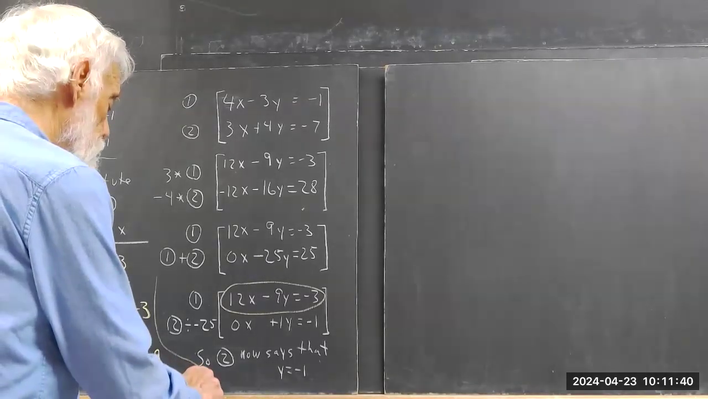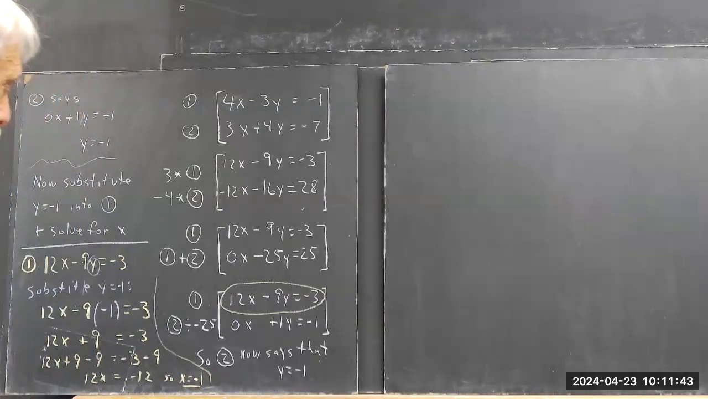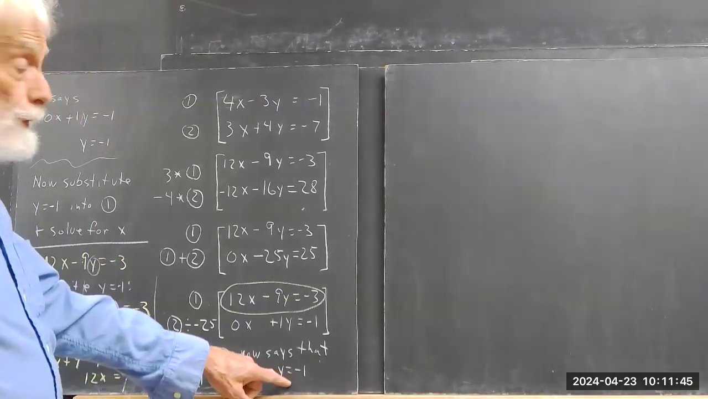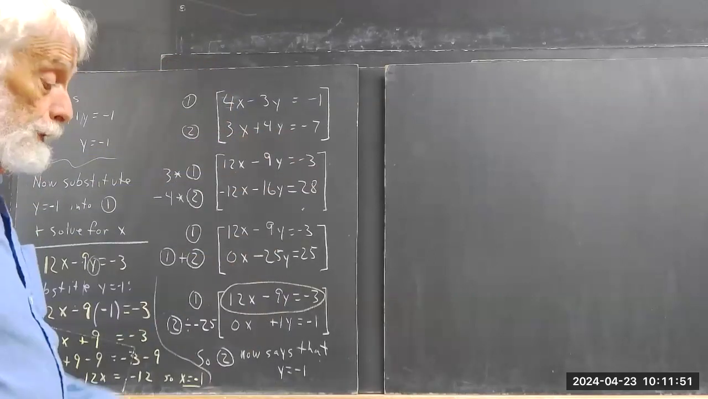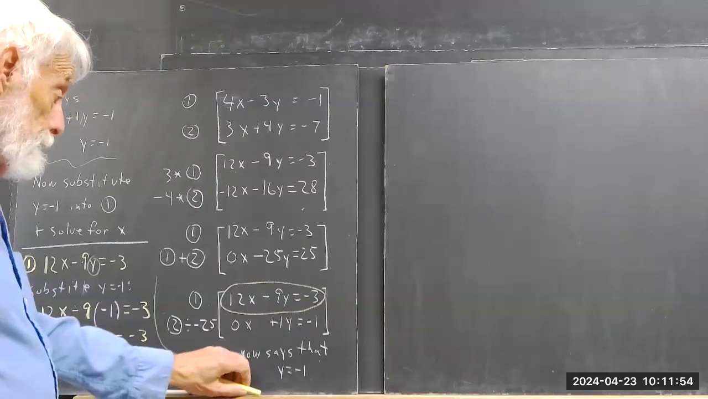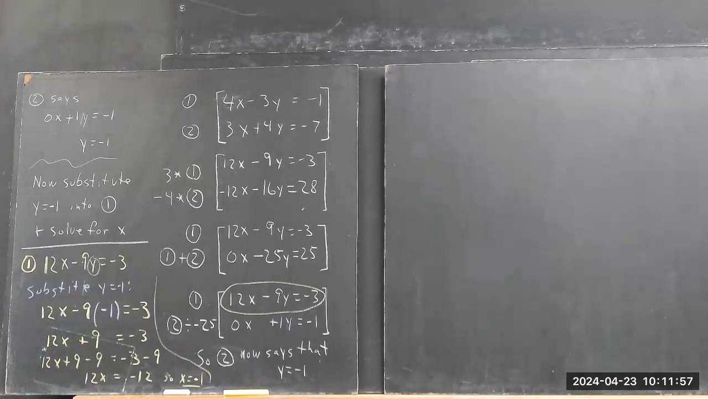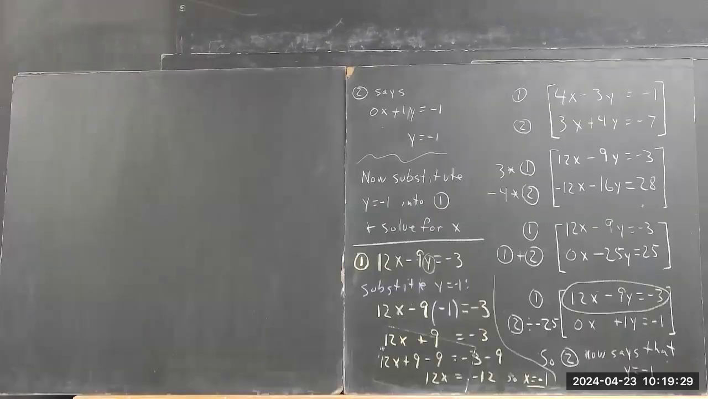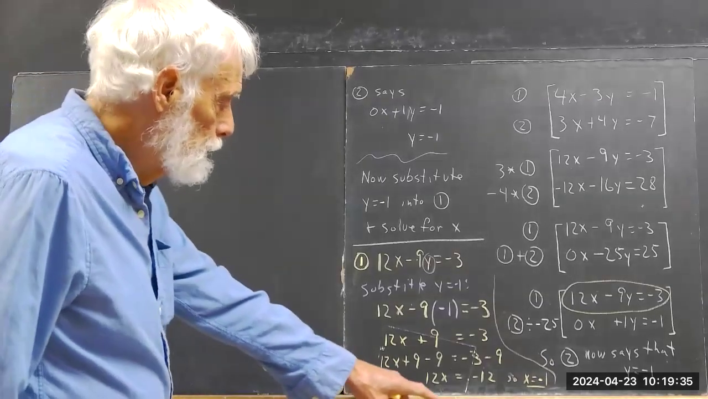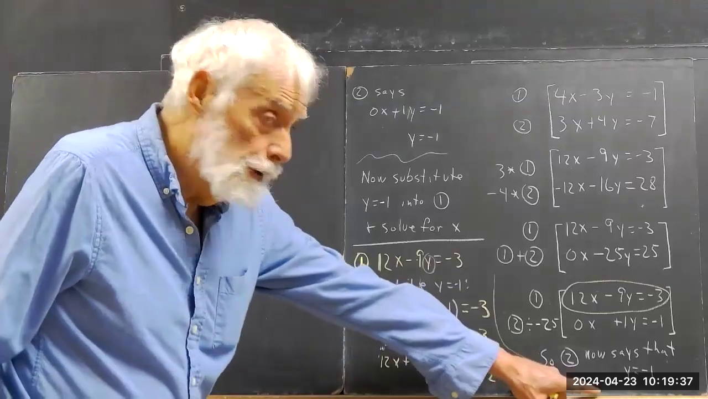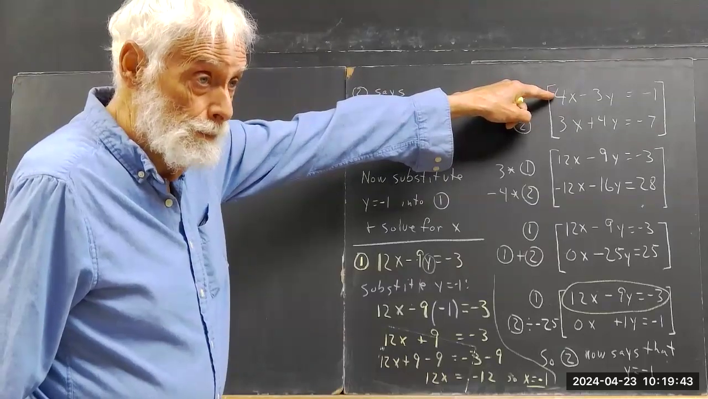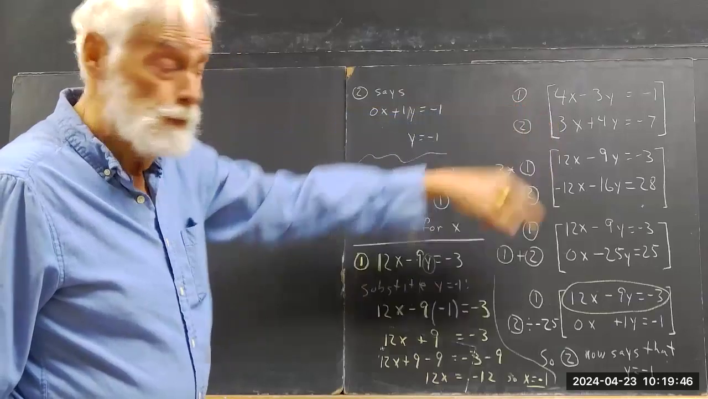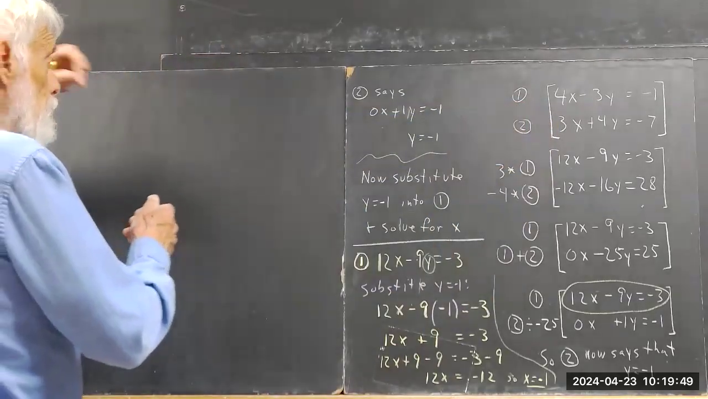We check the solution. So can you now substitute x equals -1 and y equals -1 into the first equation here, and then substitute it into the second equation and see if you get identities. Okay, so what we need to do is plug in -1 for x, -1 for y into the first equation, see if it gives us an identity. And then into the second equation and see if it gives us an identity.